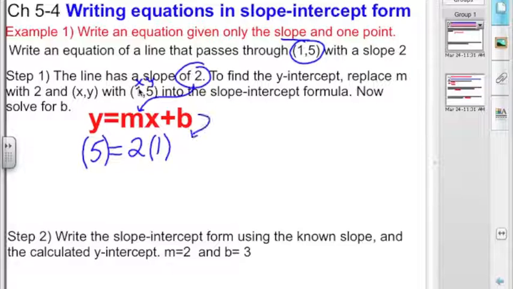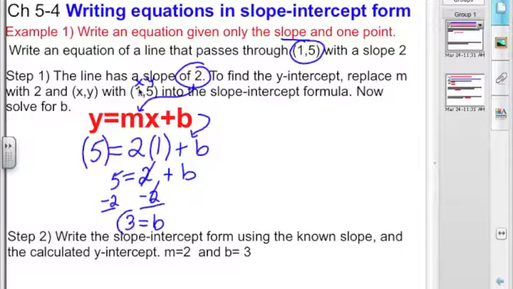We want to find the b, the y-intercept. So now it's just a basic math problem looking at basic order of operations. We have 2 times 1 is 2, plus b equals 5. We want to isolate b. We want to get b by itself. So we're going to subtract 2 from both sides. Cancel it out. b equals 3.